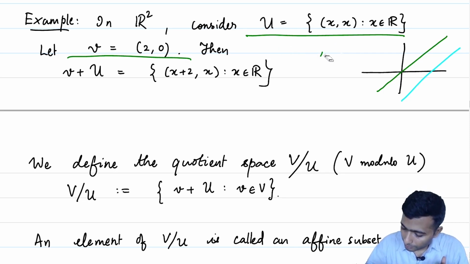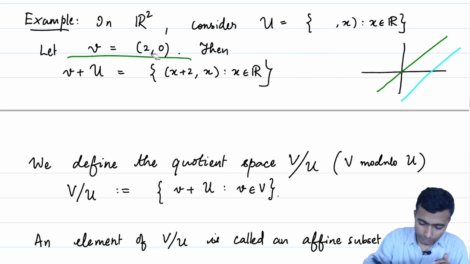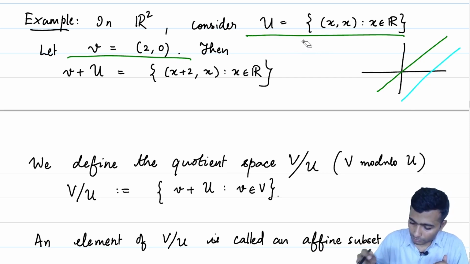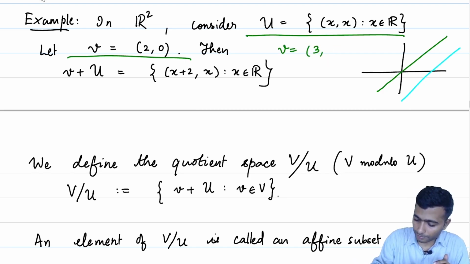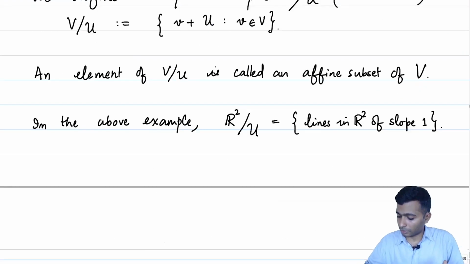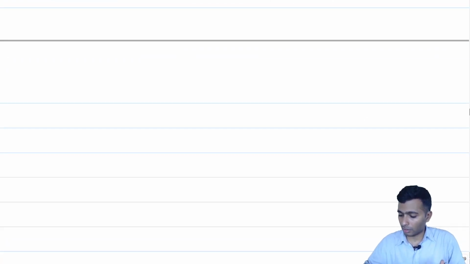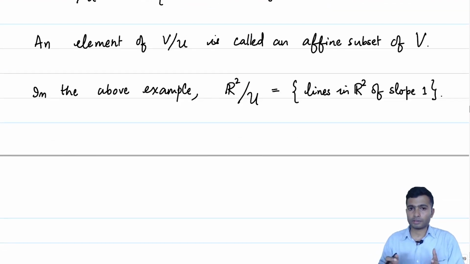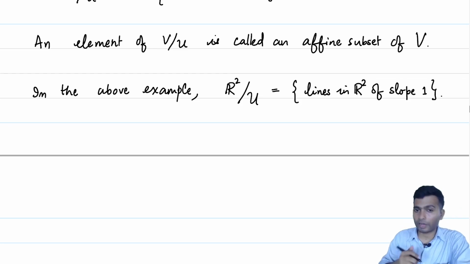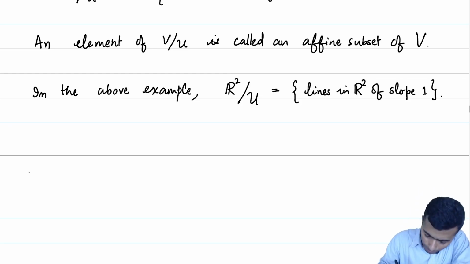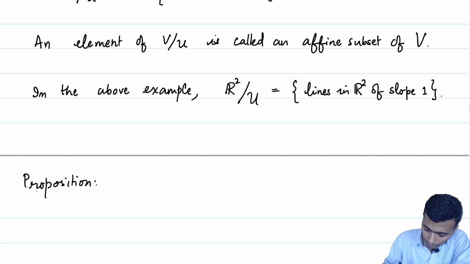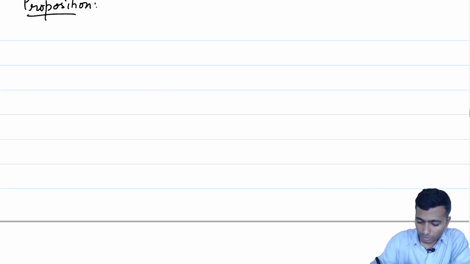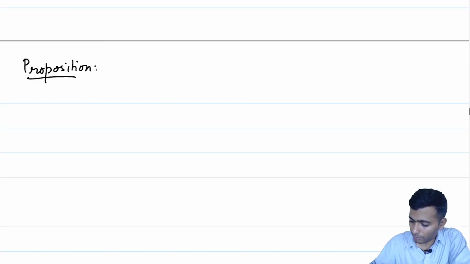So, let us answer that question through a proposition. The next proposition answers the question of when two different vectors give us the same affine subset, or when two affine subsets are the same. Proposition. Again, the setup is as above. So, let me just write it down. Let V be a vector space and U be a subspace.